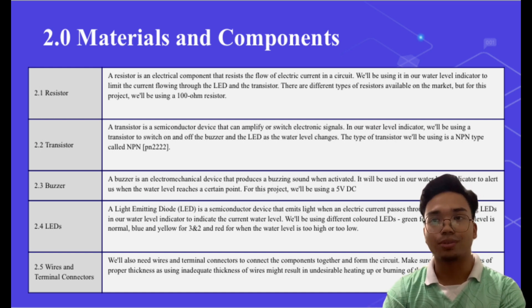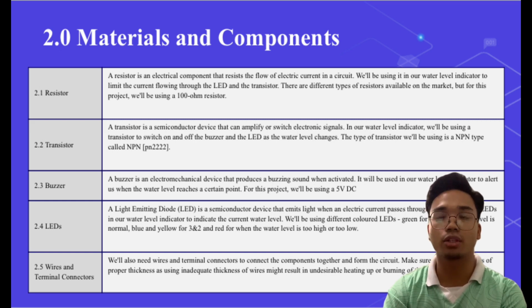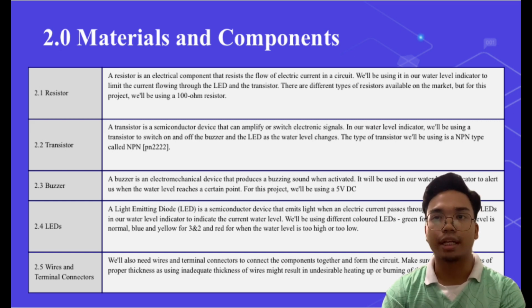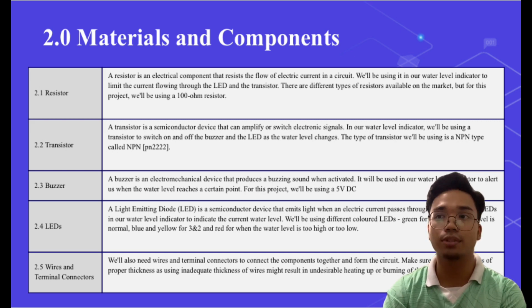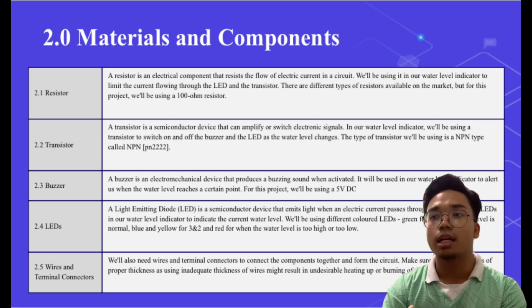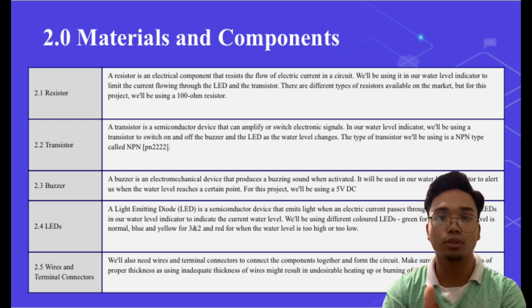Secondly, 2.2 transistor. A transistor is a semiconductor device that can amplify or switch electronic signals. In our water level indicator, we'll be using it to switch on and off the buzzer and LED as the water level changes. The type of transistor we'll be using is an NPN type called NPN PN2222. Thirdly, 2.3 buzzer. A buzzer is an electromechanical device that produces a buzzing sound when activated. It will be used in our water level indicator to alert us when the water level reaches a certain point. For this project, we'll be using a 5 volt DC or direct current.